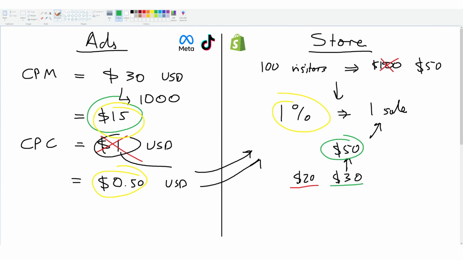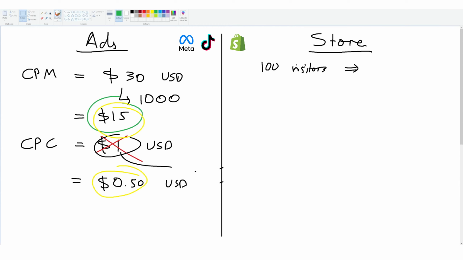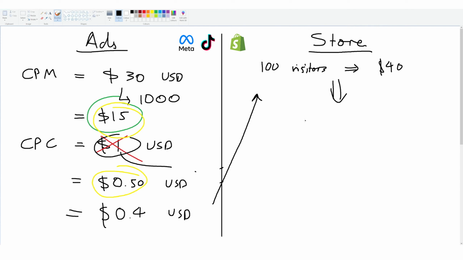So let's go back and delete all this again, and I'll give you guys another scenario. So let's just say your cost per click reduces down to 0.4 US dollars. That would mean for every 100 visitors, it will cost $40. Now we want a conversion rate of around 2% or at least 1%.